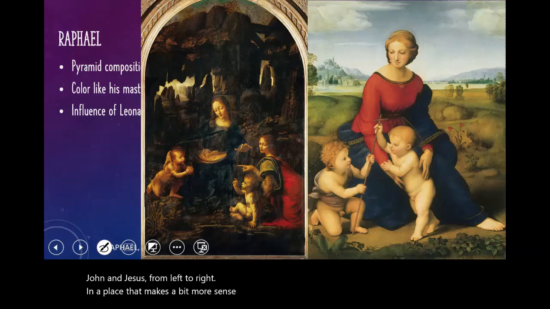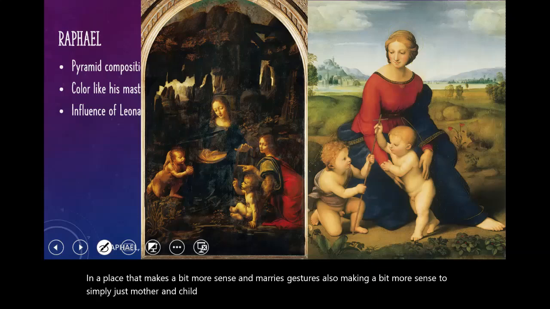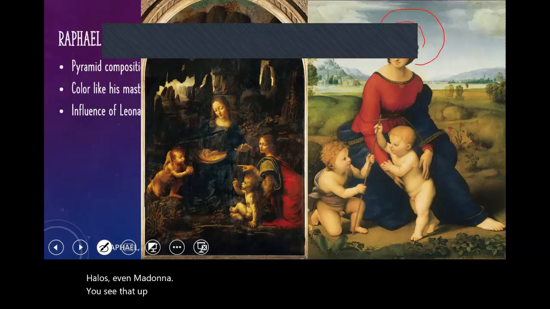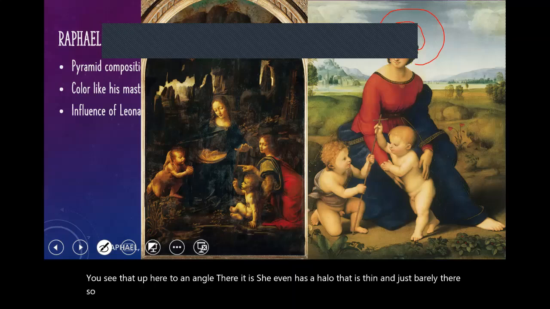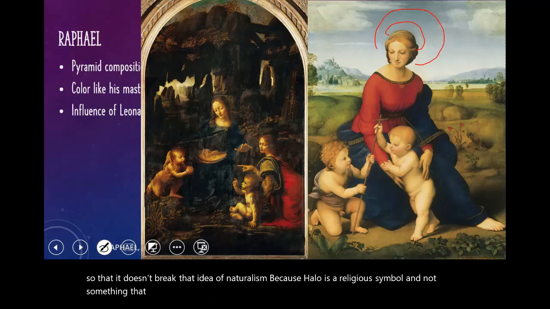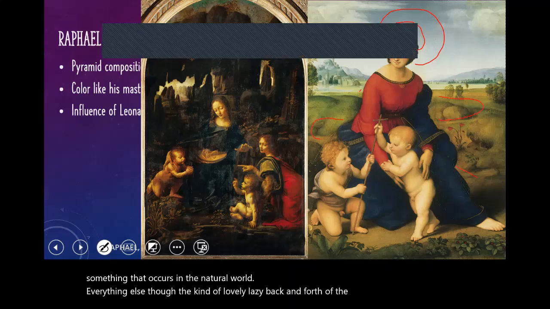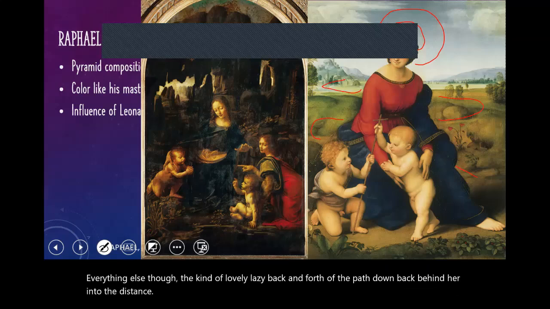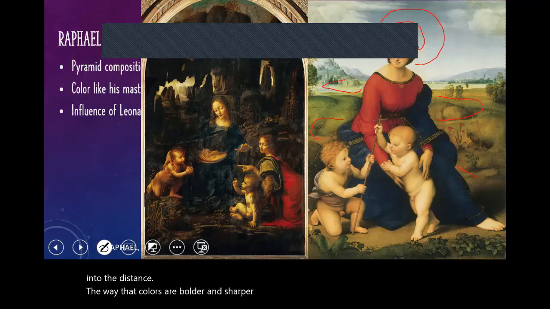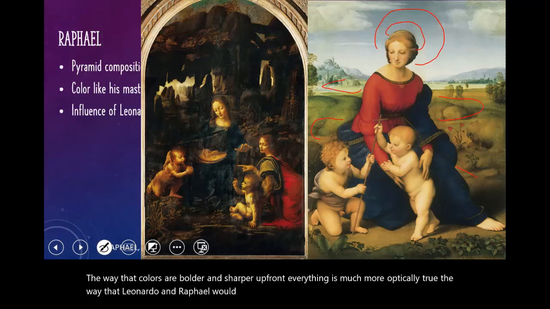And Mary's gestures also make a bit more sense as simply mother and child, with the addition of these very faint halos. Even Madonna, you can see that up here at an angle, there it is. She even has a halo that is thin and just barely there, so that it doesn't break that idea of naturalism, because a halo is a religious symbol and not something that occurs in the natural world. Everything else, though, the lovely lazy back and forth of the path down behind her into the distance, the way that colors are bolder and sharper up front, everything is much more optically true, the way that Leonardo and Raphael would both observe in the real world.